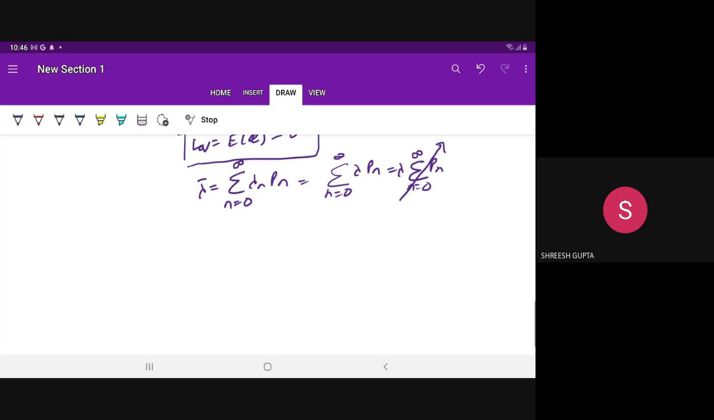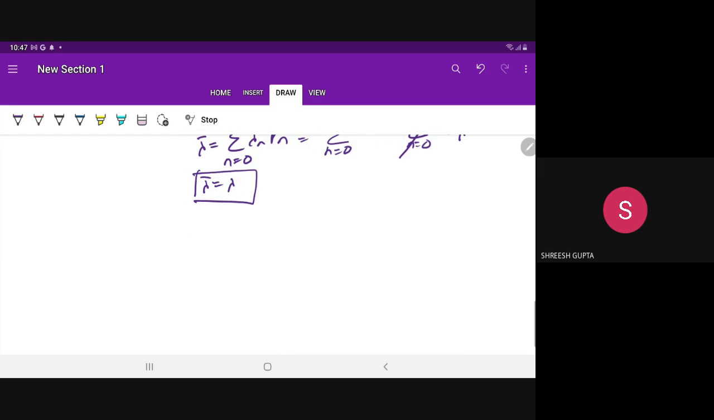It is equal to 1, so it will become lambda. Here lambda_eff, the effective arrival rate, is equal to lambda because there is no loss. The customer who is joining will get the service. The customer who wants the service will join there.